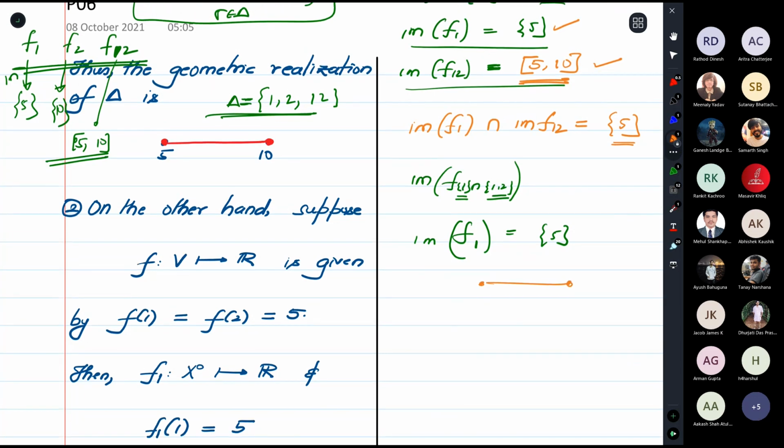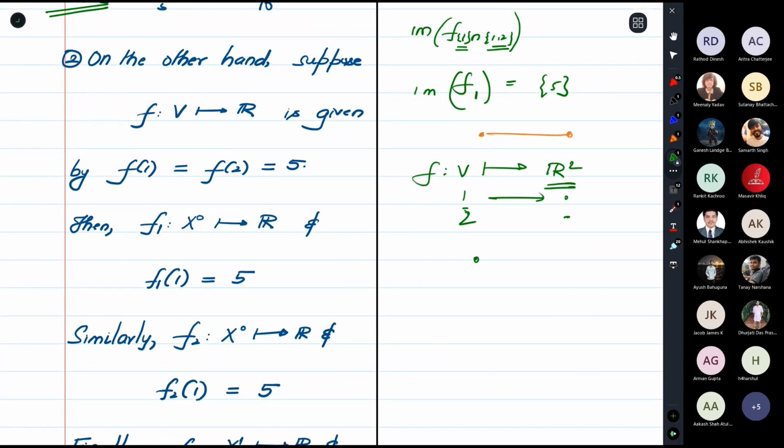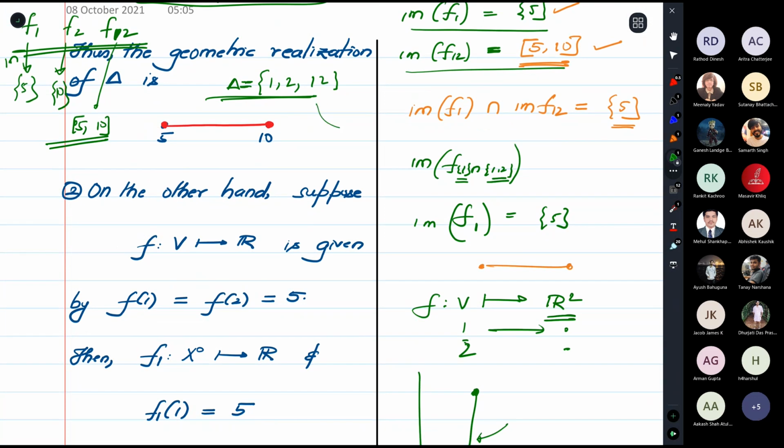Now, if I'm not wrong, it was Pankaj who asked me why we chose R. Well, that was just for convenience. We could have also chosen a map f from V to R2, as long as the mapping maps these two vertices, that is 1 and 2, to two different points in R2. So let's say this is your R2, and this is some vector over here, and you look at the union of these two vertices as well as the line segment that connects these two vertices. So this also can be viewed as a geometric realization of this simplicial complex.